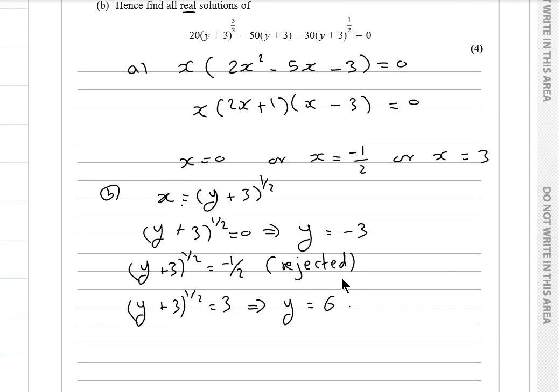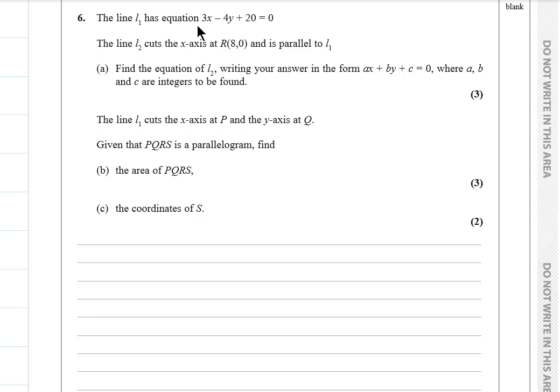Okay, number 6. The line L1 has equation 3x minus 4y plus 20 equals 0. The line L2 cuts the x-axis at 8 and 0 and is parallel to L1. Parallel to L1 means it has the same gradient. Find the equation of L2, writing your answer in the form ax plus by plus c equals 0, where a, b, c are integers. Okay, first we want to get m1 for this line. To get m1, we should put the equation of the first line in the form y equals mx plus c, or simply we should make y the subject, right?